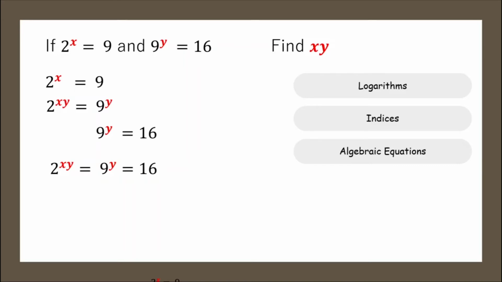I've noticed that the first term, 2 to the xy, and the last term, 16, can both be expressed as powers of 2, can both be expressed with a base number 2. This is what it would look like. So these are both base 2 and they're both equal to each other, which means their powers must be equal to each other. The indices we have here must be equal to each other. xy equals 4.